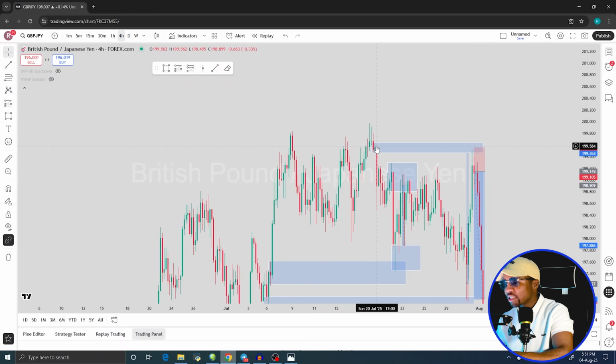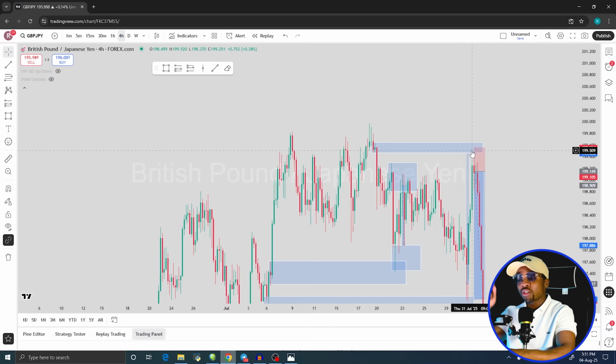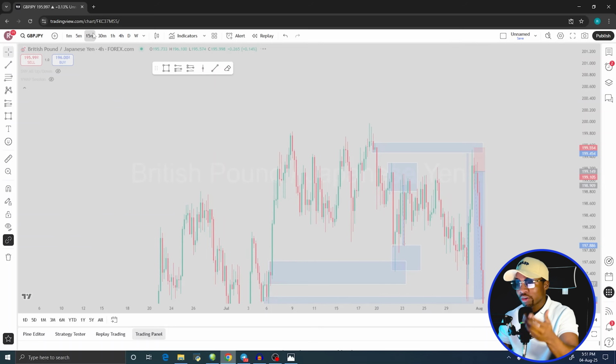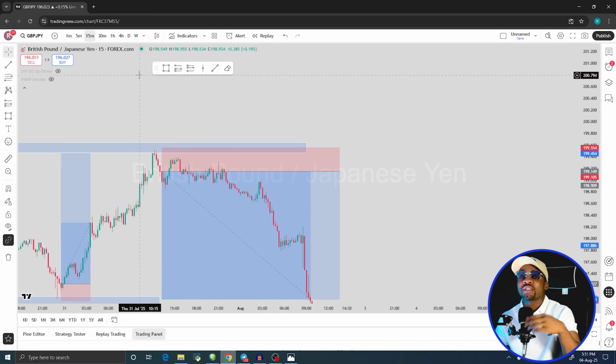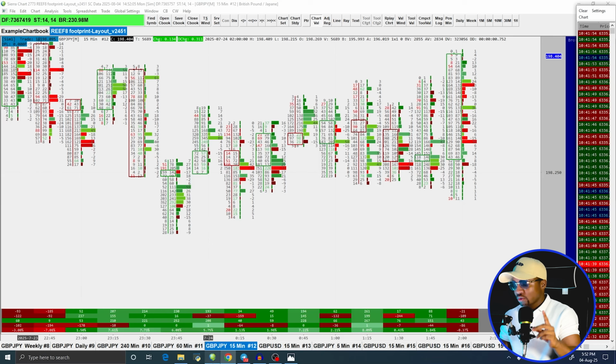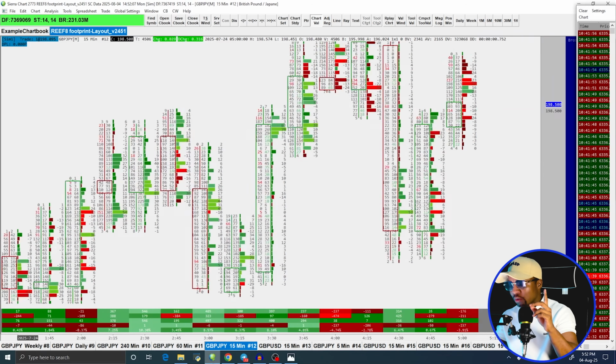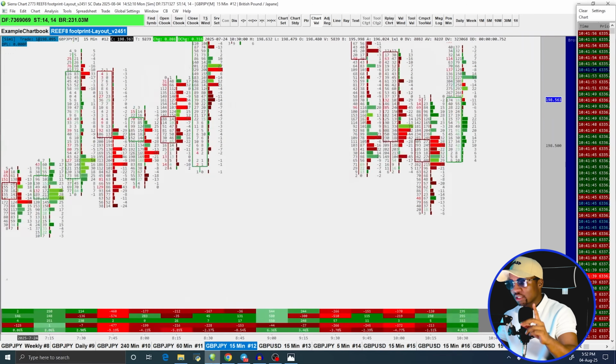Right here we had this order block, and when price tapped into this order block, we dived into the lower corresponding time frame, and that was the 15-minute time frame. When price tapped into this, that was at around 12 p.m. New York time, 31st July. So we're going to see what happened on 31st July.